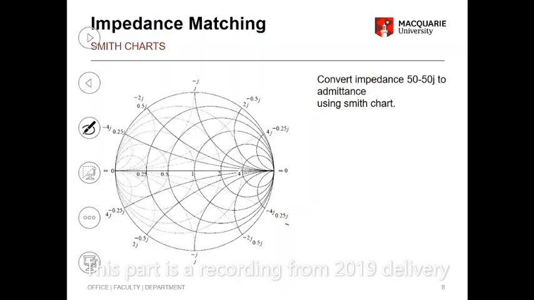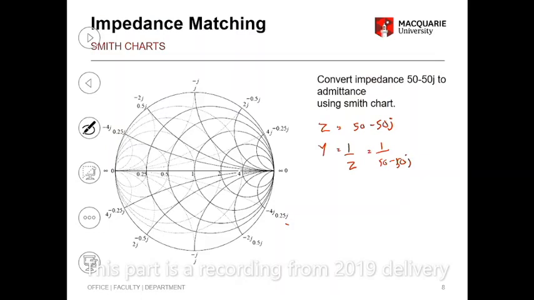Okay, so the question is convert impedance 50 minus 50J to admittance. So if you have to do this, usually you have impedance Z equals 50 minus 50J. Right? So how do you find the admittance? You'll do Y equals 1 over Z, right? So which means 1 over 50 minus 50J.